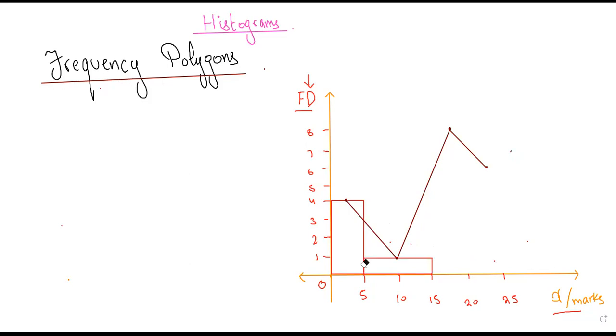I repeat. First, you need to make the histogram. Once you make the histogram, you need to make points on the midpoints of the bars and then join them by lines and then just rub out the bars. So this is how you get the frequency polygon. Yes. Any confusions in this? Please confirm if you have understood the making of the frequency polygon or not.